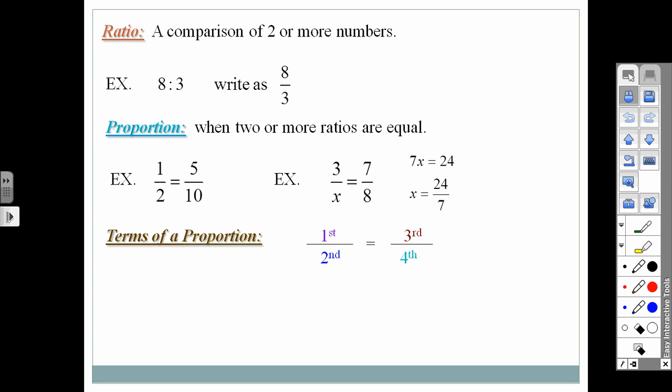So on top of being able to number them first, second, third, and fourth, they also have specific names. So the first and the fourth terms of a proportion are called your extremes. And then the second and the third terms, which are kind of like in the middle, right, in between the first and the fourth, those are your means. So don't get the word mean confused with average. These are the means of a proportion.